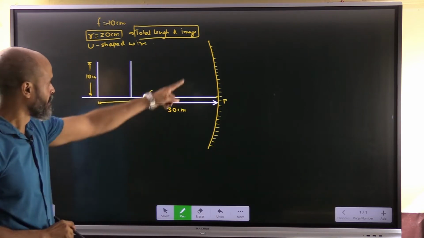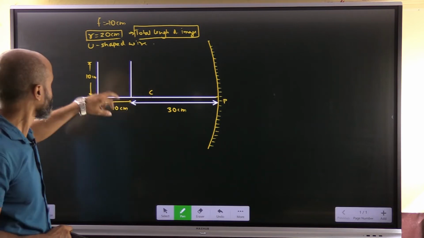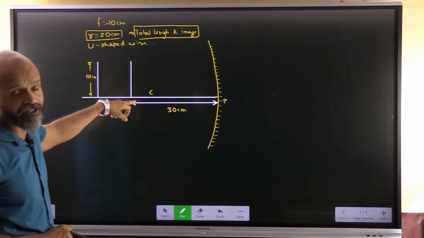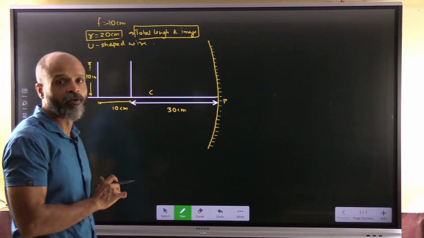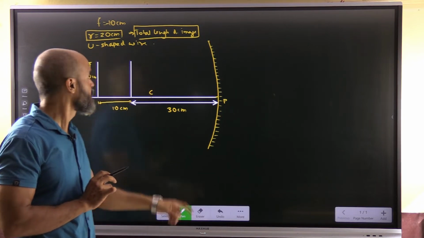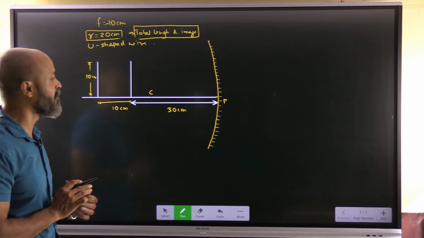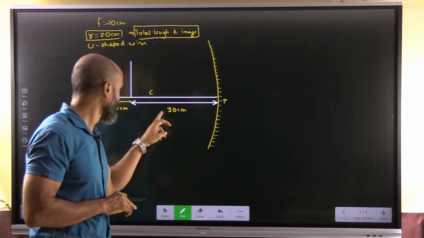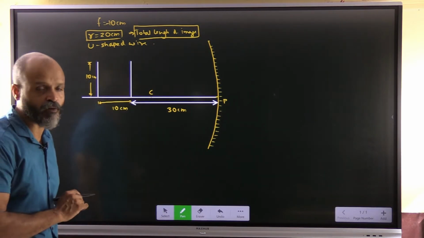So again, concave mirror, on the principal axis a U-shaped wire is placed such that this length is 10 centimeter along the principal axis, and perpendicular to the principal axis again 10 centimeter. Now this concave mirror has a radius of curvature of 20 centimeter, which obviously means its focal length will be minus 10 centimeter. So we have to find out the image that is formed by the mirror.